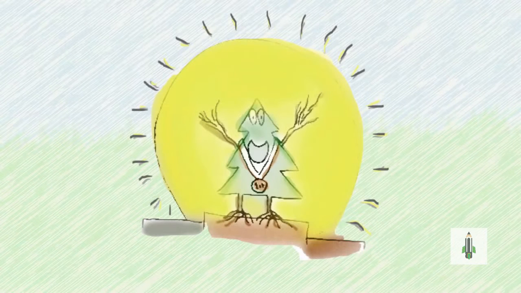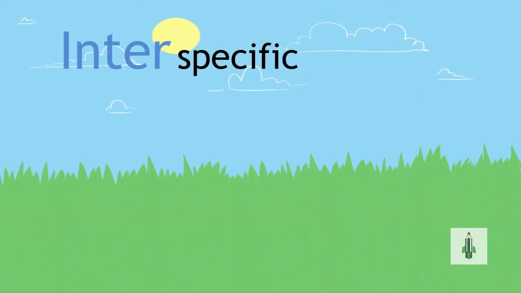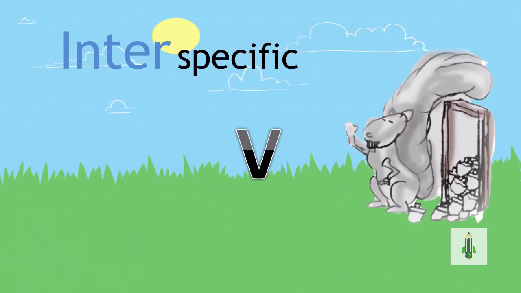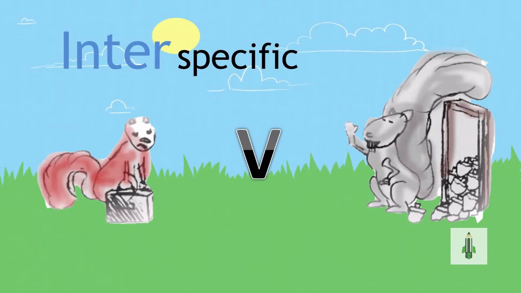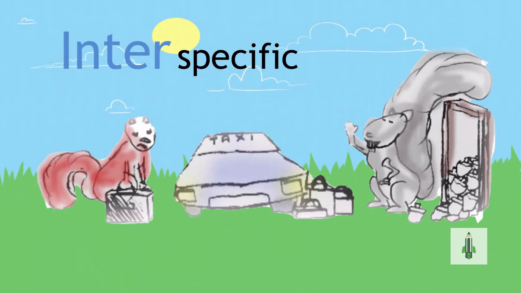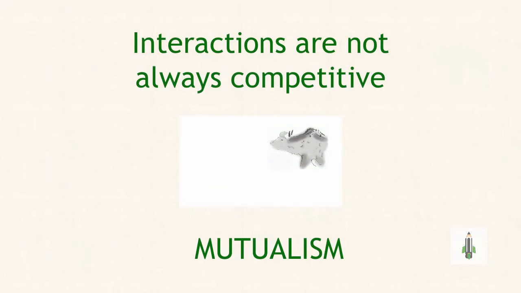Another example of interspecific interaction is that between the grey squirrel and the red squirrel, who compete over the same habitat. The more aggressive grey squirrel has over time pushed many red squirrel populations out of their habitats. Not all these interactions have to be competitive. You'll learn about this in the video on mutualism.